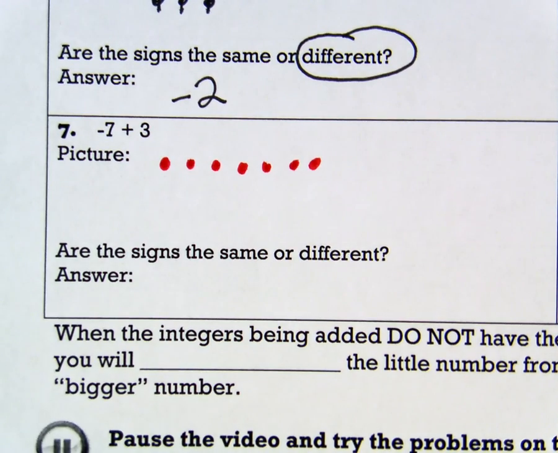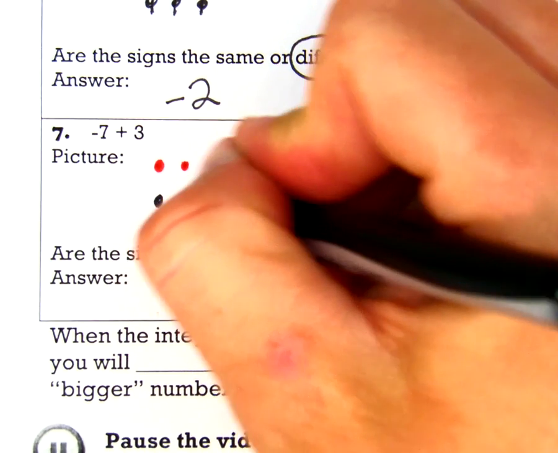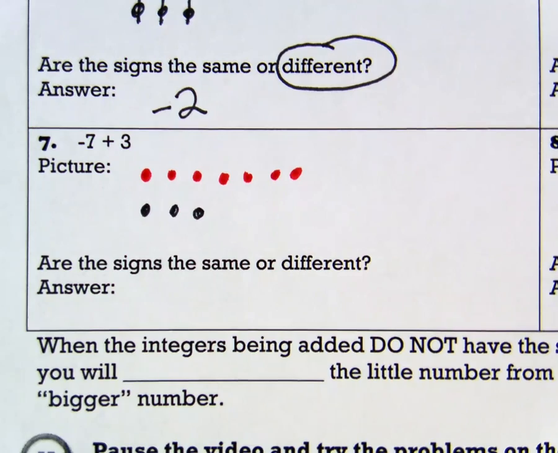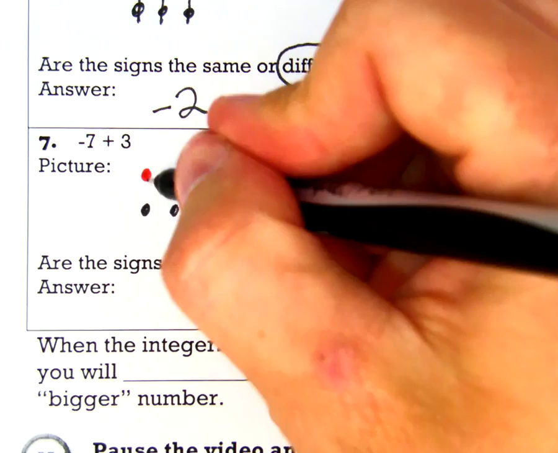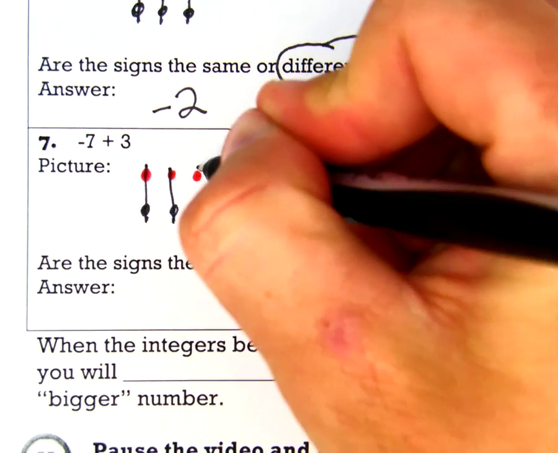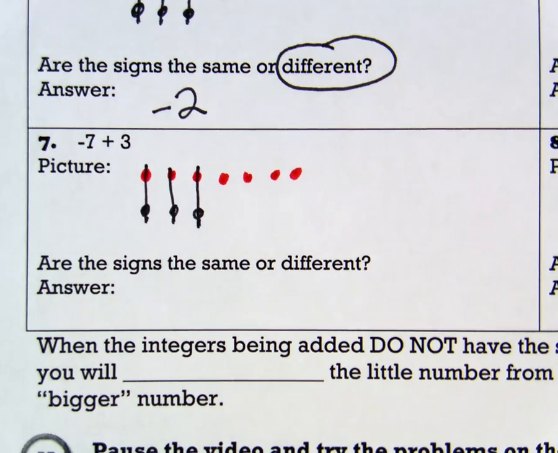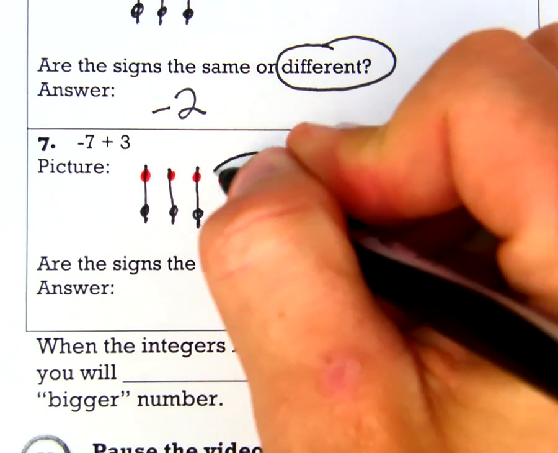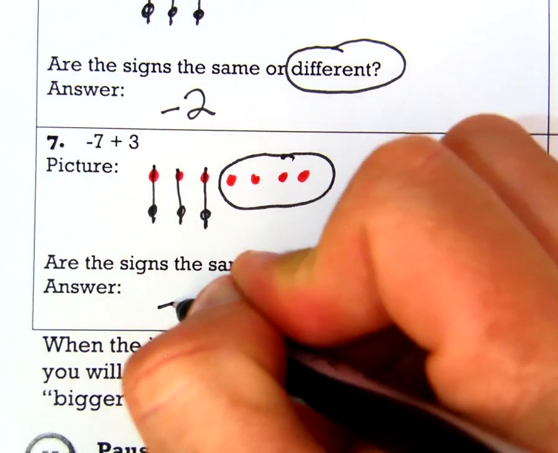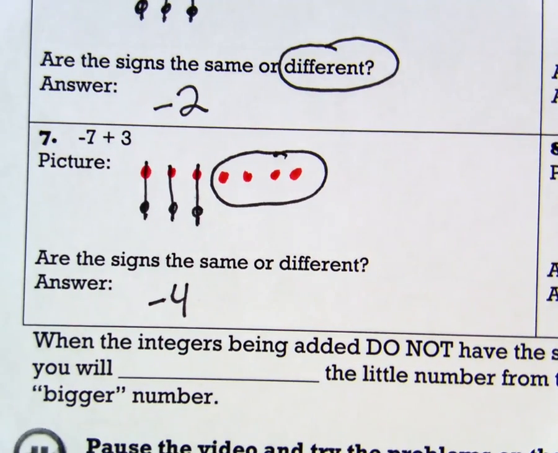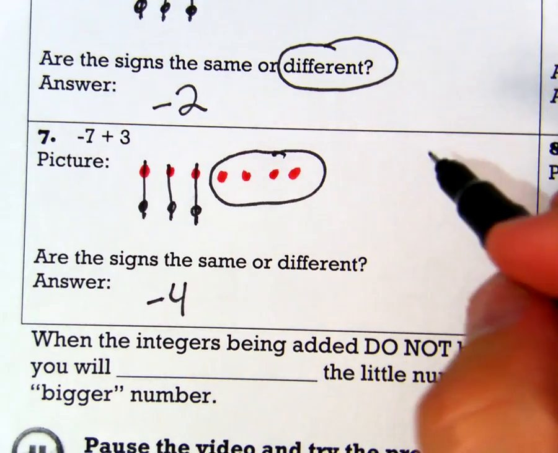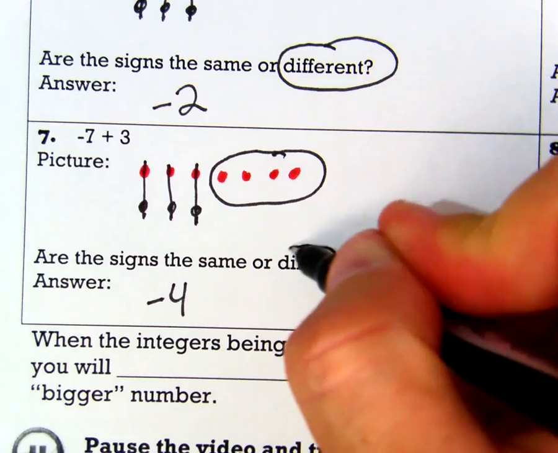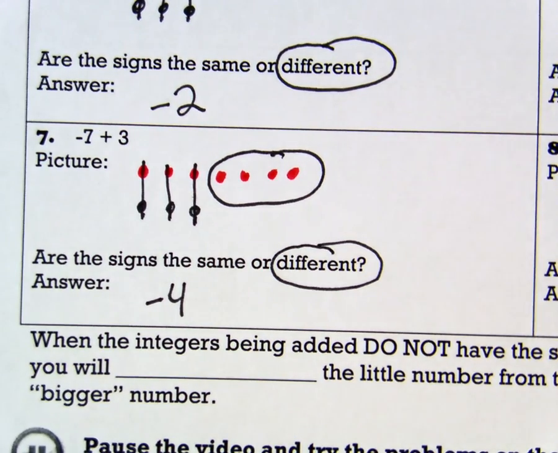And I'm going to go ahead and do 3 positives. I will go ahead then and cancel them out. So a negative cancels out a positive, or vice versa. And what that leaves me with is 4 red ones, so negative 4 is my answer. And again, I noticed that I added a negative and a positive together, so my symbols are different.